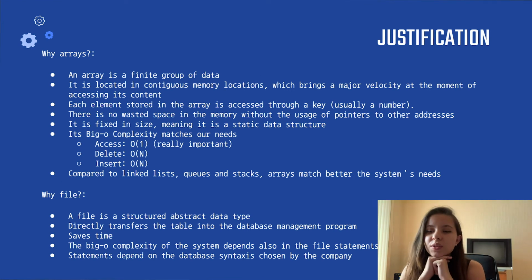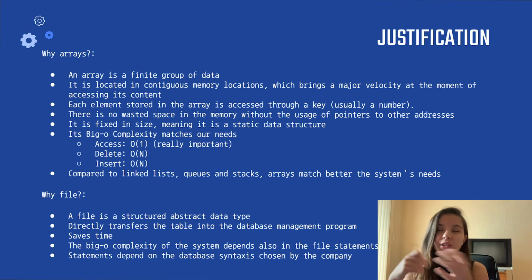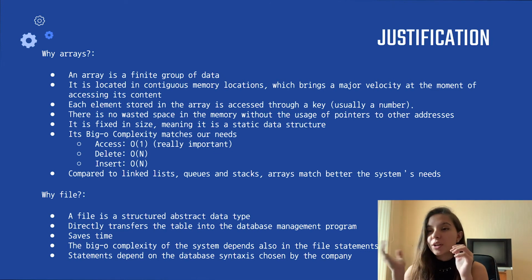So why did I take these decisions? Well, first of all, we know that an array is a finite group of data that is located in a contiguous memory location. This can help us bring the speed priority of the system that we mentioned before, because having the data in the same location is going to help you go through this information more quickly, rather than when you use a linked list, where you have to access its content through pointers.